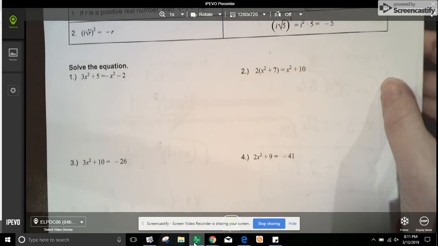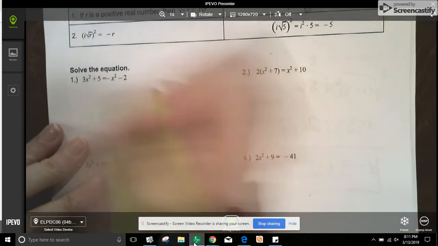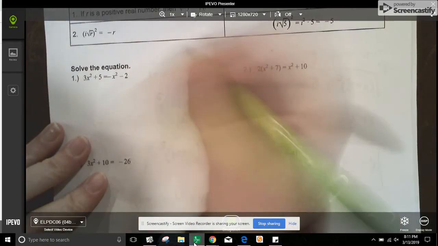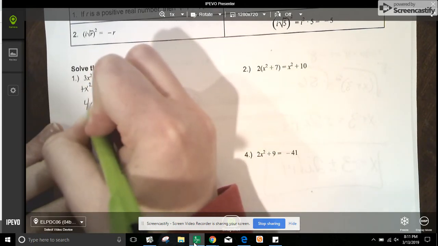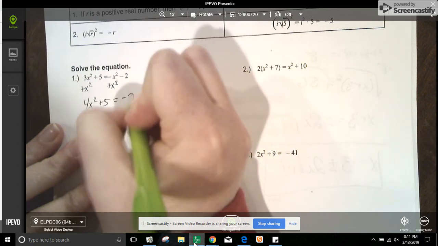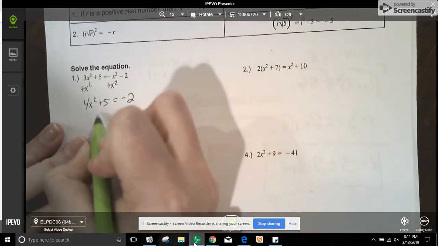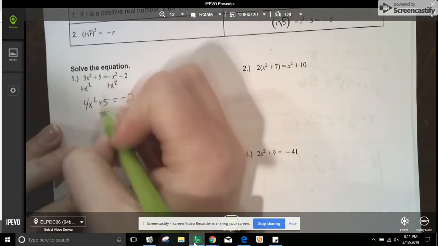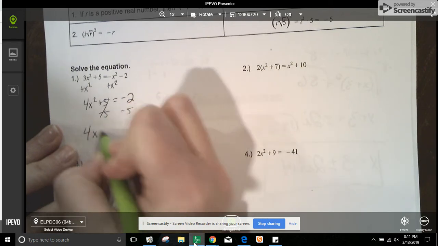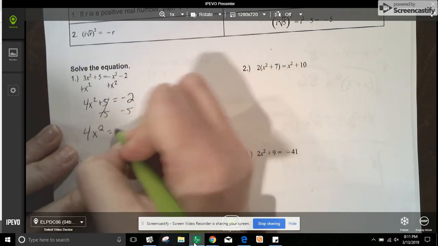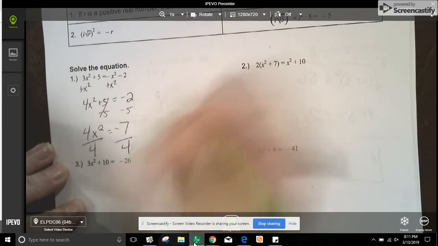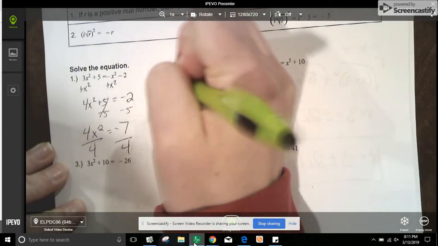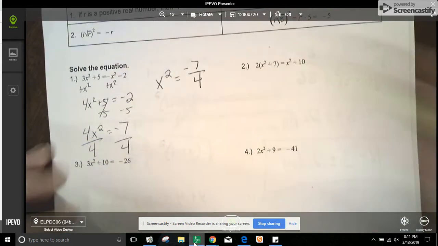So for number 1 here, we're going to do the same thing that we did yesterday. We're going to solve for x. So the first thing we have to do is get all our like terms together. So I'm going to add the x squared over. Then subtract 5. Sorry, that's a fraction. Divide by 4. So I get x squared equals -7/4.